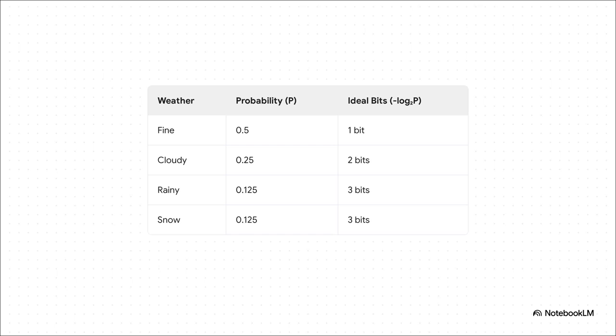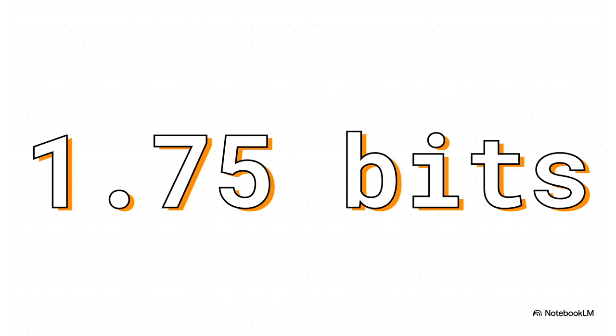The less likely something is to happen, the more information it carries, and the more bits you ideally need to describe it. So, when you take all those ideal bit lengths and you average them out, making sure to weight them by how often they actually happen, what you get is the entropy. And for our Tokyo weather scenario, that number is 1.75 bits. That's it. That's the floor. That's the fundamental limit. No compression algorithm, I don't care how clever or advanced it is, can ever do better than an average of 1.75 bits per message for this specific data, not without losing information.